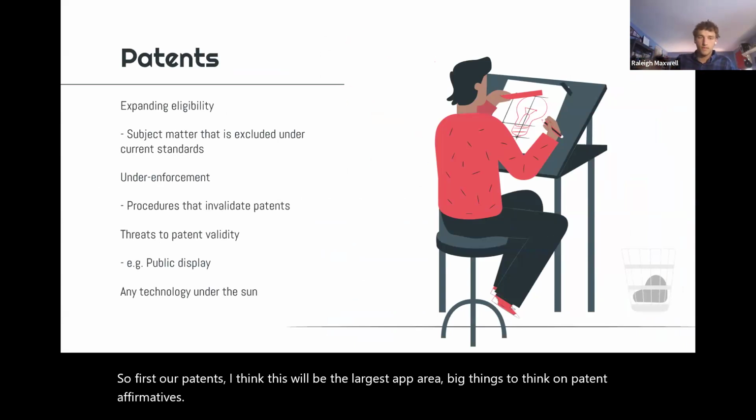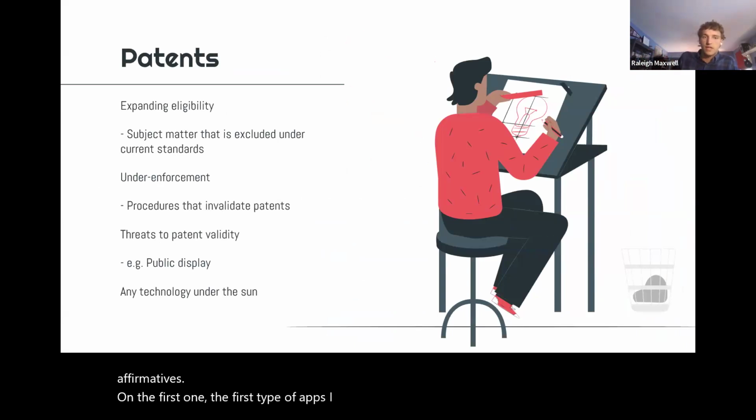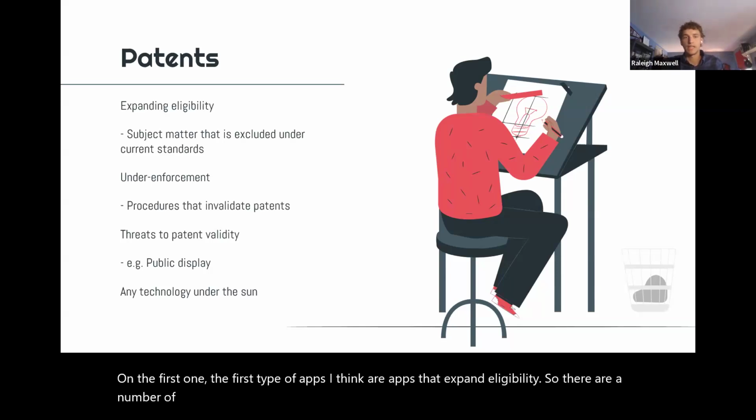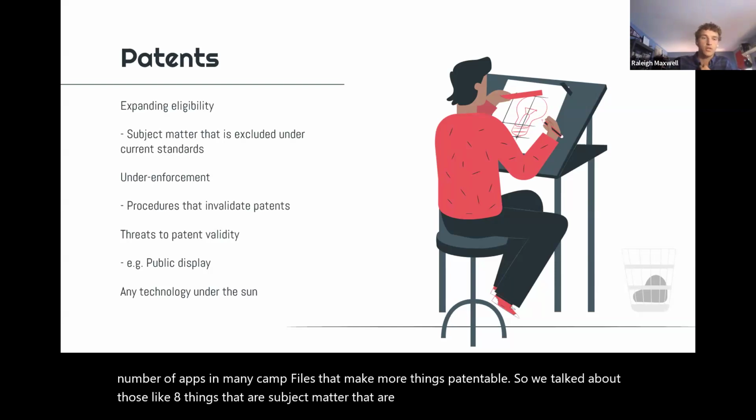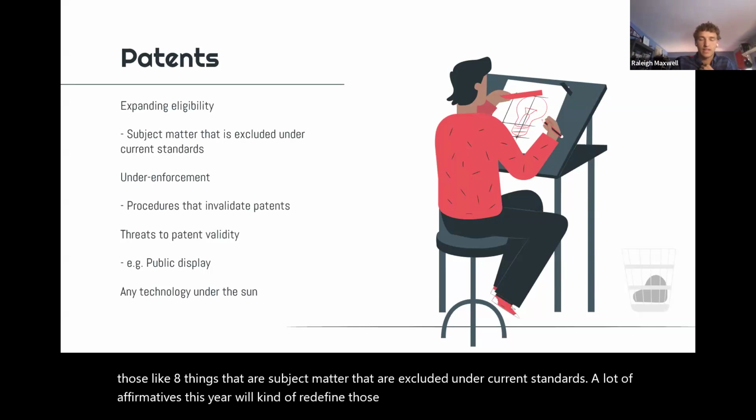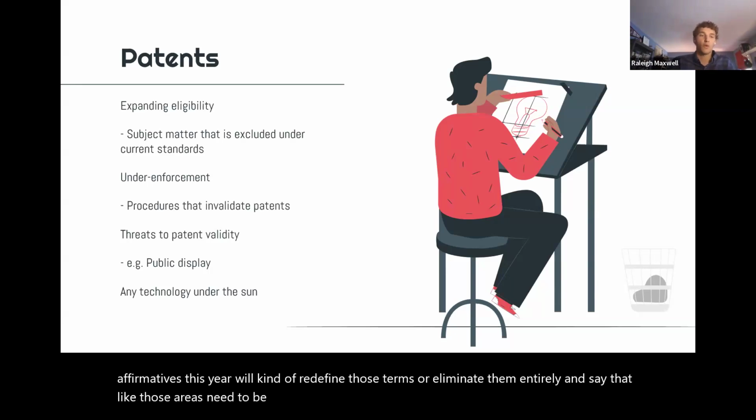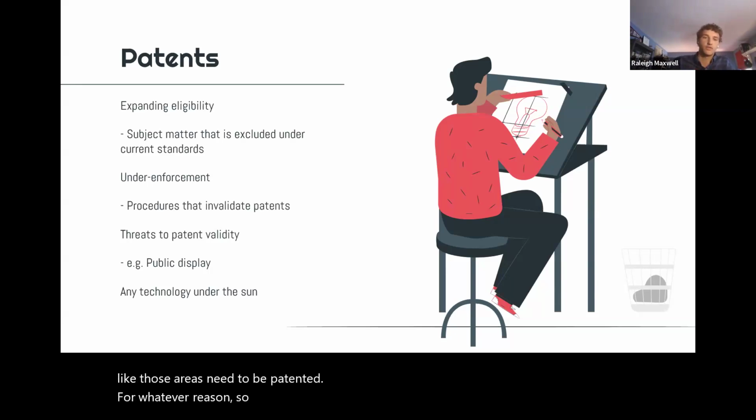The first type of apps, I think, are apps that expand eligibility. So there are a number of apps in many camp files that make more things patentable. We talked about those 8 things that are subject matter excluded under current standards. A lot of affirmatives this year will redefine those terms or eliminate them entirely and say that those areas need to be patented for whatever reason. So I would look into each of those definitions.